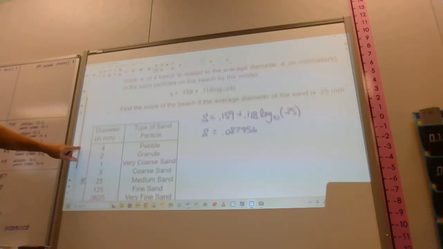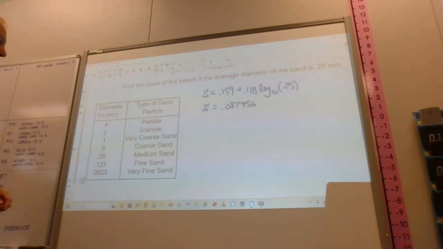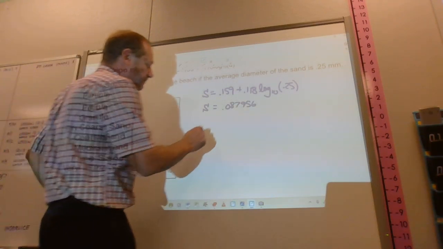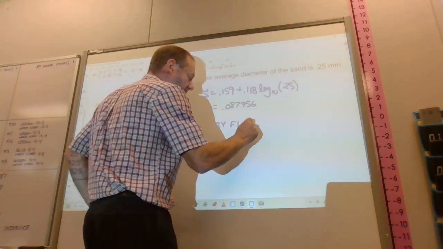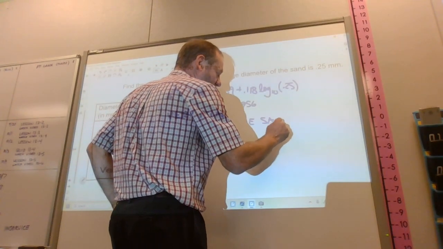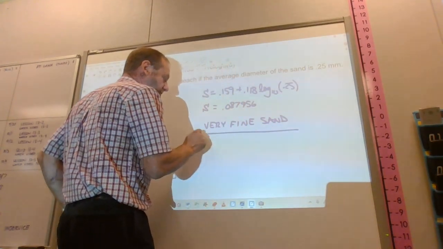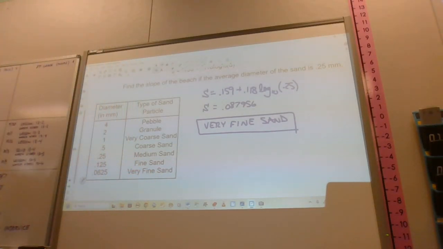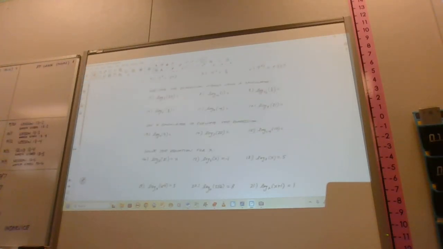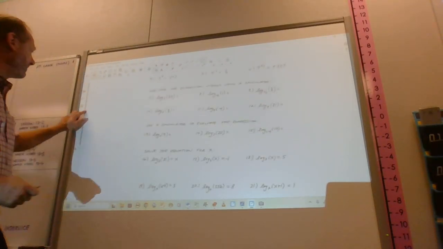Okay, so if I look over here, that's a little bit more than this and not quite this. So we would say that that's probably very fine sand. It's going to be a very flat beach. Okay? Piece of cake. All right, there is your assignment.